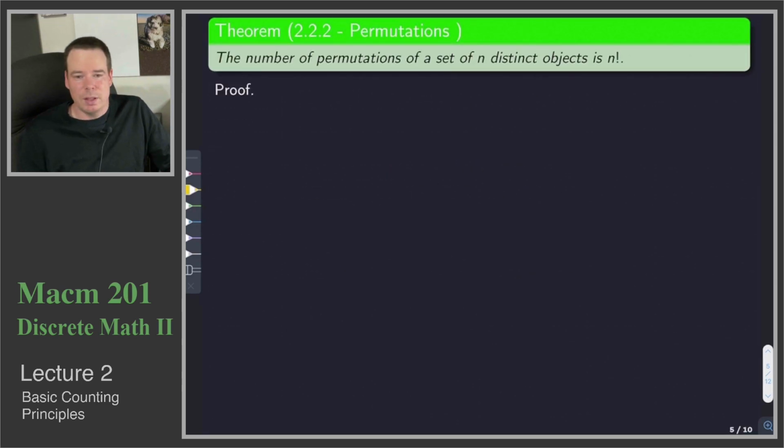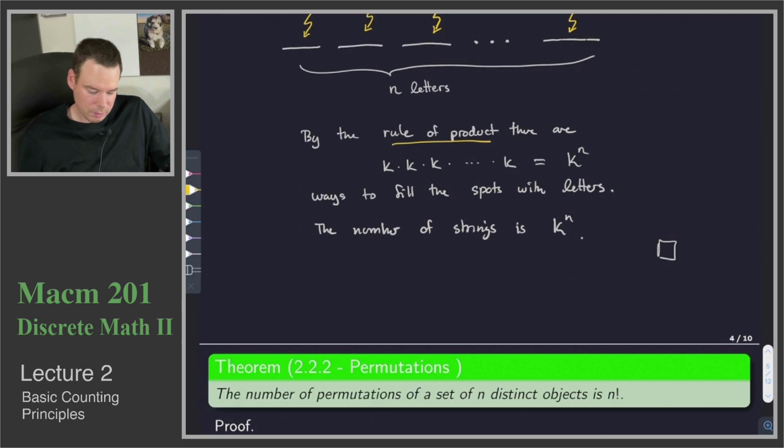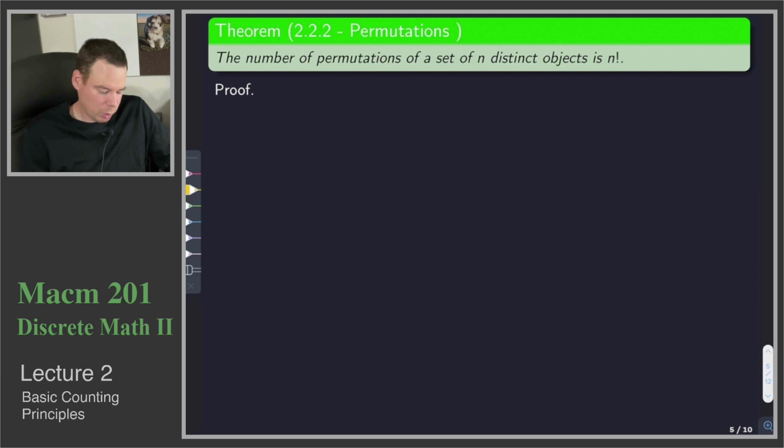So permutations now. How many permutations are there? Well, this says that the number of permutations of a set of n distinct objects is n factorial. So this follows that idea about strings, which we just did, because in building a string we can reuse the characters or the letters over and over. But in this one, to build a permutation, we can't use the characters over and over. Once we use a character, it's done. We can't use it again in the permutation.